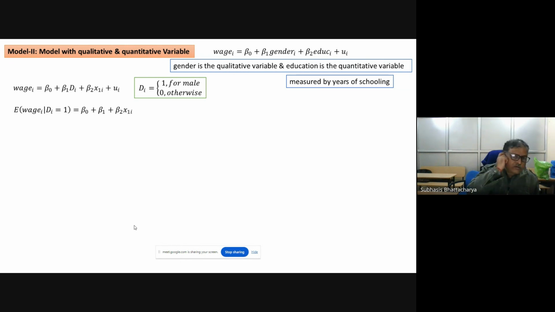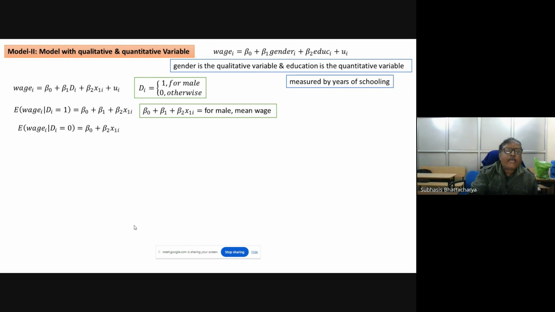So here, if we find the mean wage for the male category, that is Di equal to 1, and we put Di equal to 1, then what do you get? You get beta 0 plus beta 1 plus beta 2 into years of education, years of schooling. That is the mean wage for males: beta 0 plus beta 1 plus beta 2 into xi. And if we consider the same expectation with Di equal to 0, then the beta 1 into Di term will vanish because Di is equal to 0.